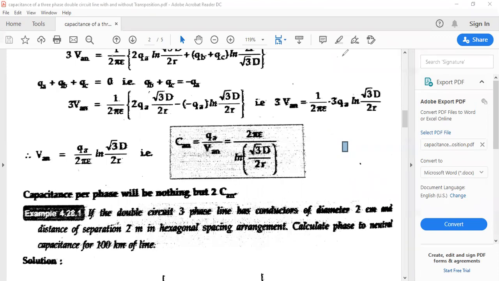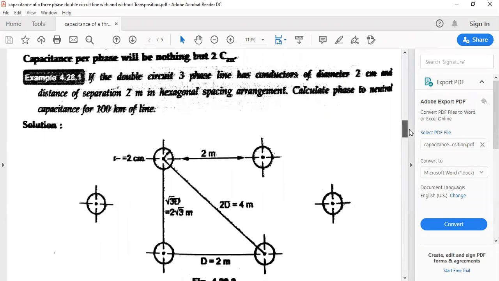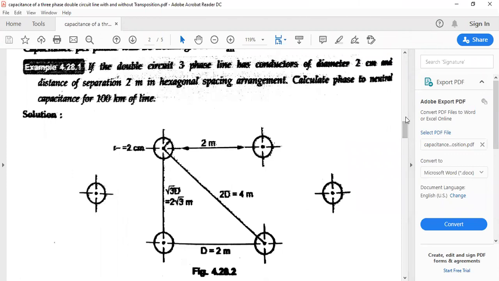So next, what you can find out is a simple problem. You can see that it is a double circuit line problem. If the double circuit of a three-phase line has conductors of diameter 2 centimeter and the distance of separation is 2 meter in hexagonal spacing arrangement. So this is where you are going to find out whether it is a three-phase line. We'll generally mention it in the problem also. And hexagonal spacing arrangement is there.